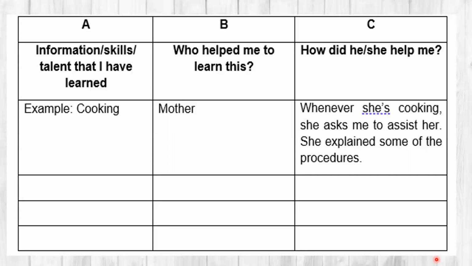For example, your skill is cooking. Who helped you in cooking is your mother. And how did he or she help me? Whenever she's cooking, she asked me to assist her and she explained some of the procedures. And the rest, you can do it now.